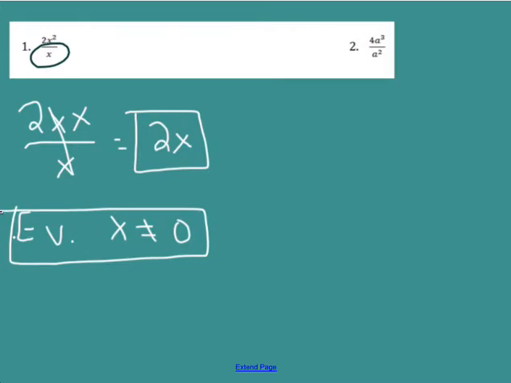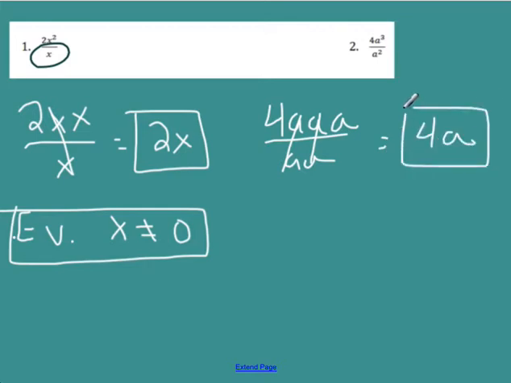Taking a look at number 2, so we have 4a cubed, so that's the same as 4, and then having 1, 2, 3 a's on top, and 1, 2 a's on the bottom. So I'm going to go ahead and cancel out my a's. And left on top is 4a. So that's my simplified rational expression. Now I need to calculate my excluded value. So I like to abbreviate it EV. So my excluded value is that a squared cannot be equal to 0.